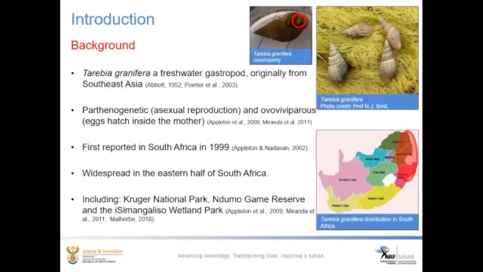It has also been reported in important conservation areas such as the Kruger National Park, Ndumu Game Reserve, and Isimangaliso Wetland Park. Terebia populations have been reported to reach densities of more than 10,000 individuals per square meter and are usually the dominant species in invaded habitats. This invader may indirectly limit energy transfers within food webs, disrupting ecosystem function.